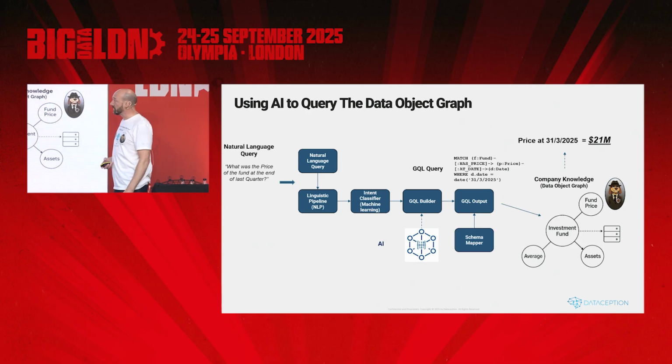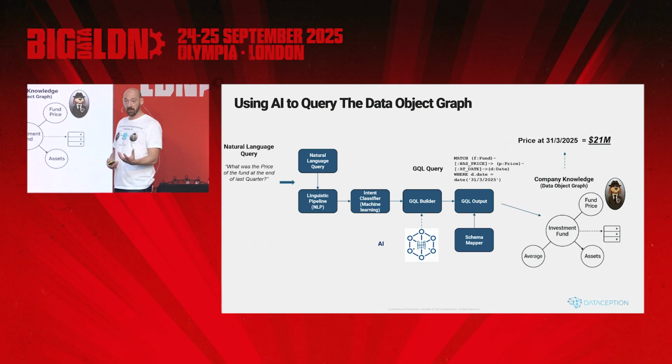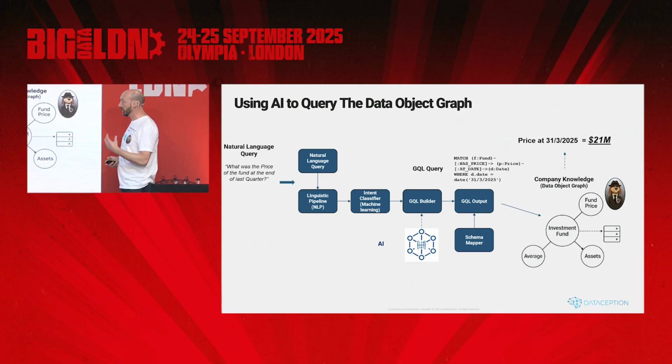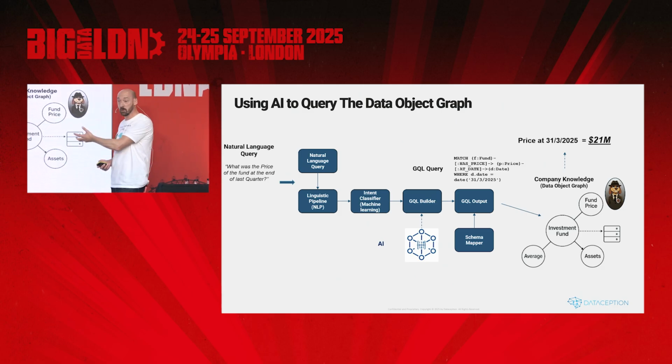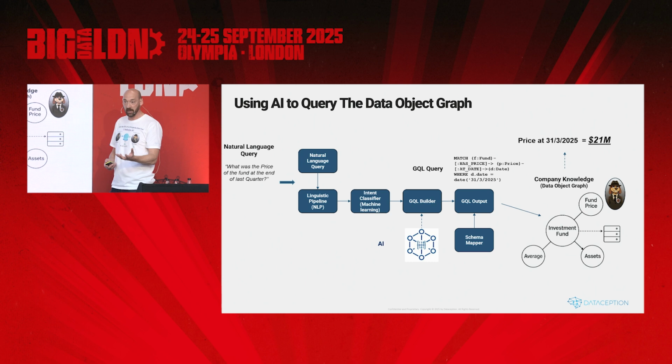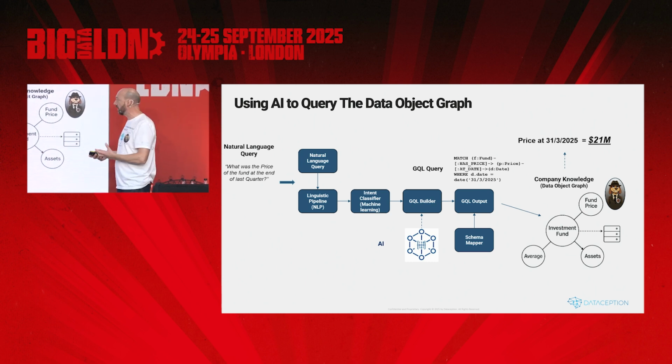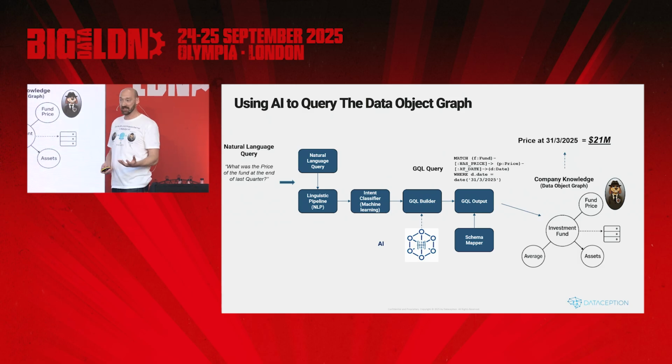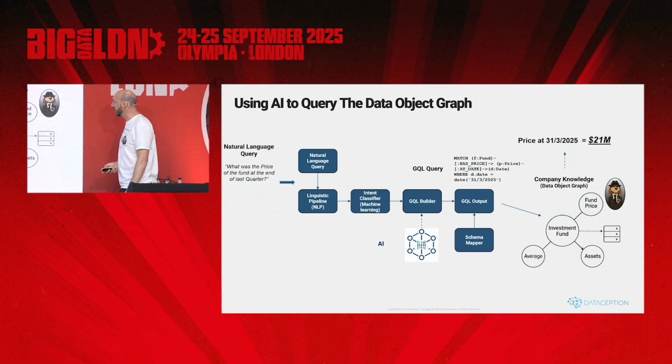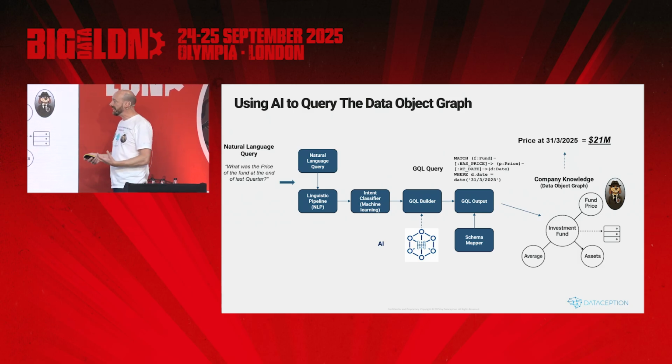We can also use AI to query the object graph. We do a natural language query into it, then run an NLP pipeline that turns that natural language query into a GQL query. We've got a custom data object graph engine that does this, and it gives you different scenarios. If you know GQL, you can go in and do that yourself, or you can use the user interface. It's really simple and easy to change and do these queries.